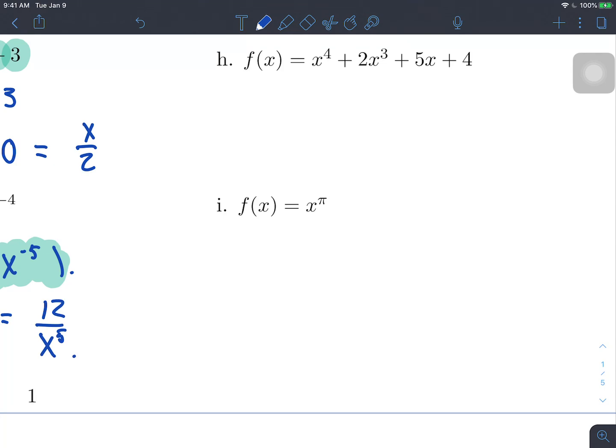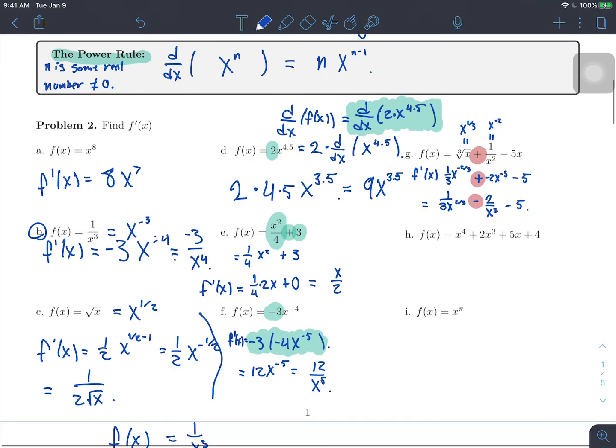Yasmin? Yeah, you would just use the regular power rule because pi is just a number, so you just have pi times x to the pi minus 1. That's exactly right. So Yasmin says pi is just a number, and we have a rule about x to some number and how to do the derivative thereof.